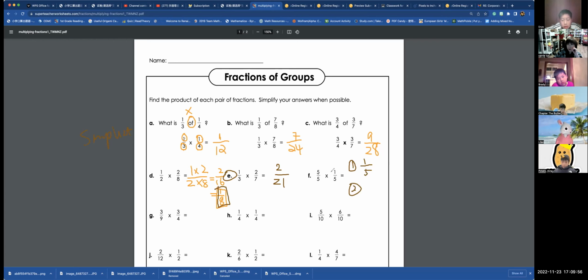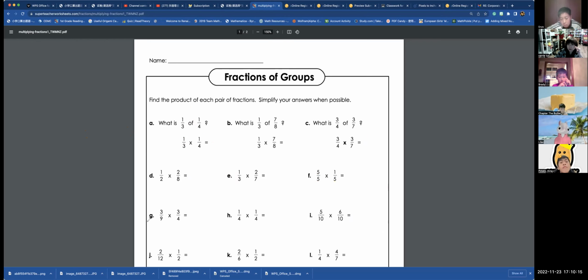Method 2: 5 times 1 equals 5, 5 times 5 equals 25, but 5 over 25 equals 1 over 5. Method 3: we can divide by 5, 5 divided by 5 equals 1, 25 divided by 5 equals 5. So 1 times 1 equals 1, 1 times 5 equals 5. It's up to you, any method should be fine. So we'll do 1, 2, 3, 4, 5, 6. Six questions.